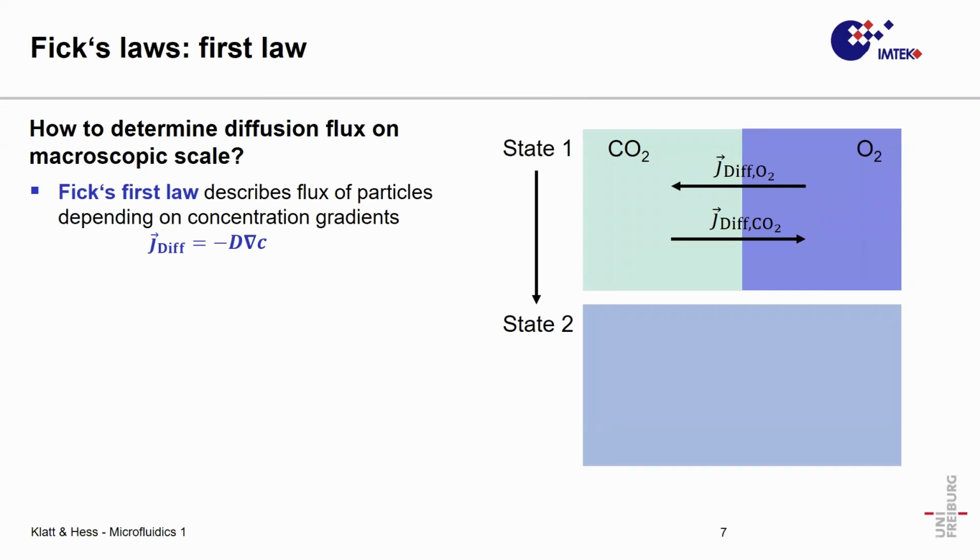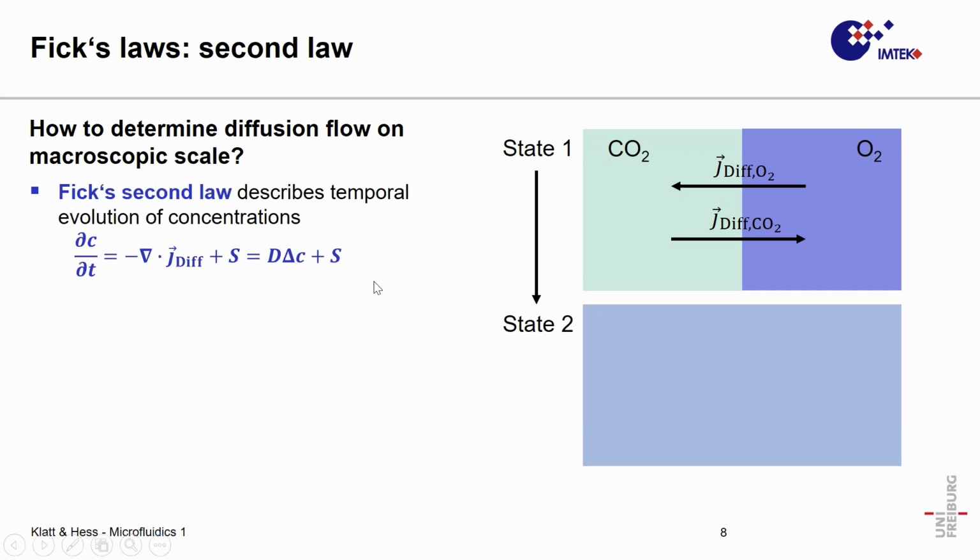So for this equation, we only consider stationary effects. So we don't really consider temporal changes. And if you're interested in the temporal development, you can use Fick's second law, which is written here on the left-hand side. So you have the temporal concentration change on the left-hand side, which equals minus the gradient of the flux plus a source term.